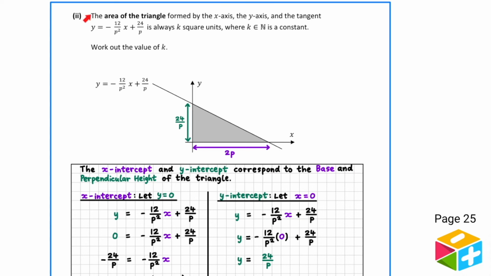In C part 2, we are told that the area of the triangle formed by the x-axis, the y-axis, and the tangent line always comes out as k square units. We need to figure out the value of k. We've been provided with a nice diagram. The question essentially boils down to figuring out the area of the grey triangle.